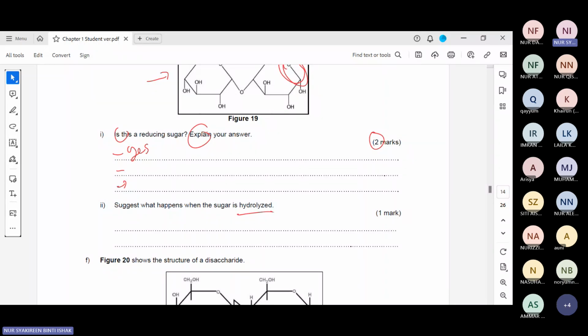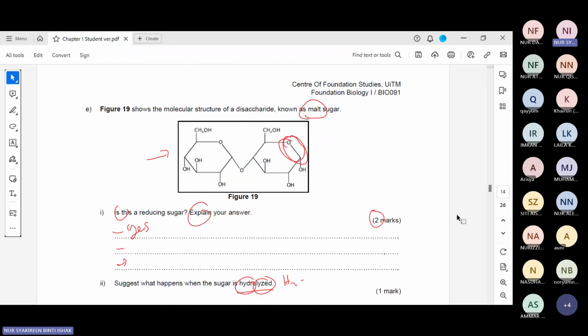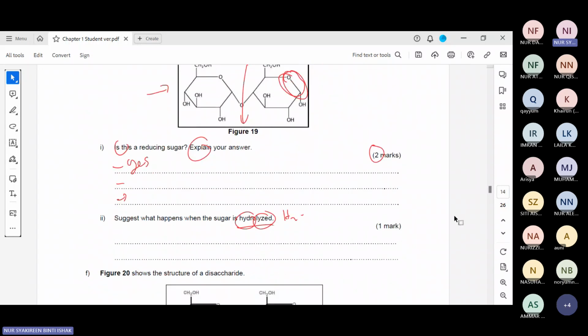Suggest what happens when the sugar is hydrolyzed. Hydrolyze, what? The process of hydrolysis, right. Hydro involves water, to break bonds. Okay, so it breaks the bond to form two glucose molecules. So it produces two glucose molecules due to the broken glycosidic linkage. So it is only one mark.